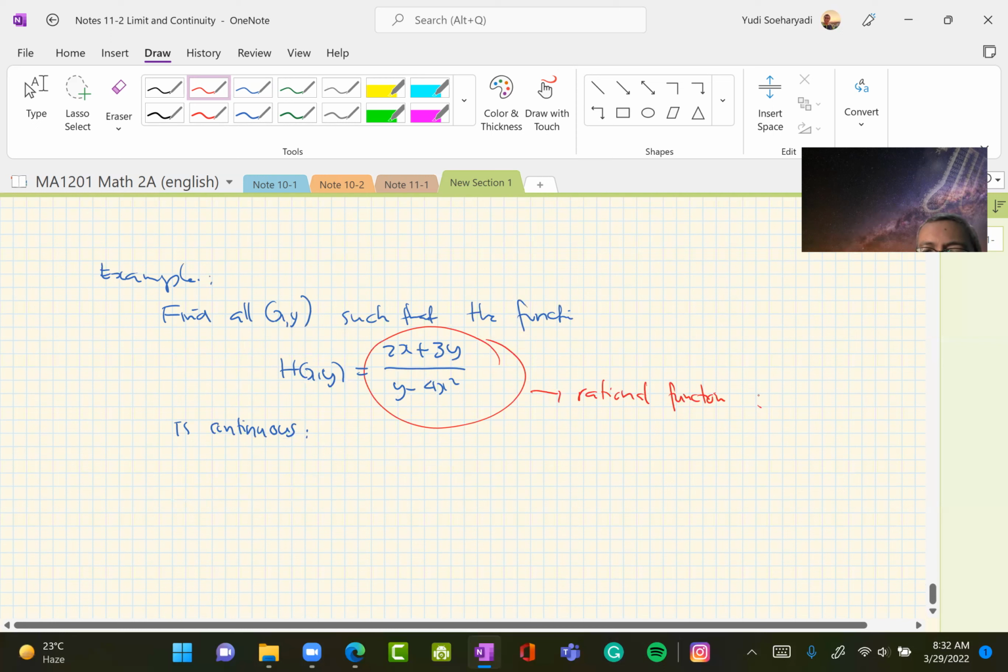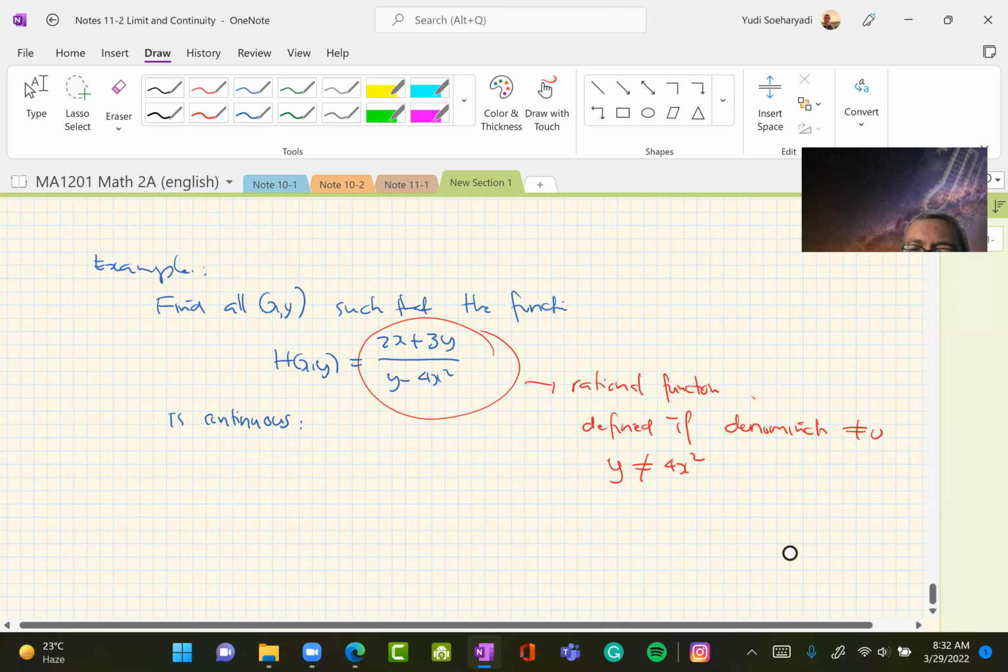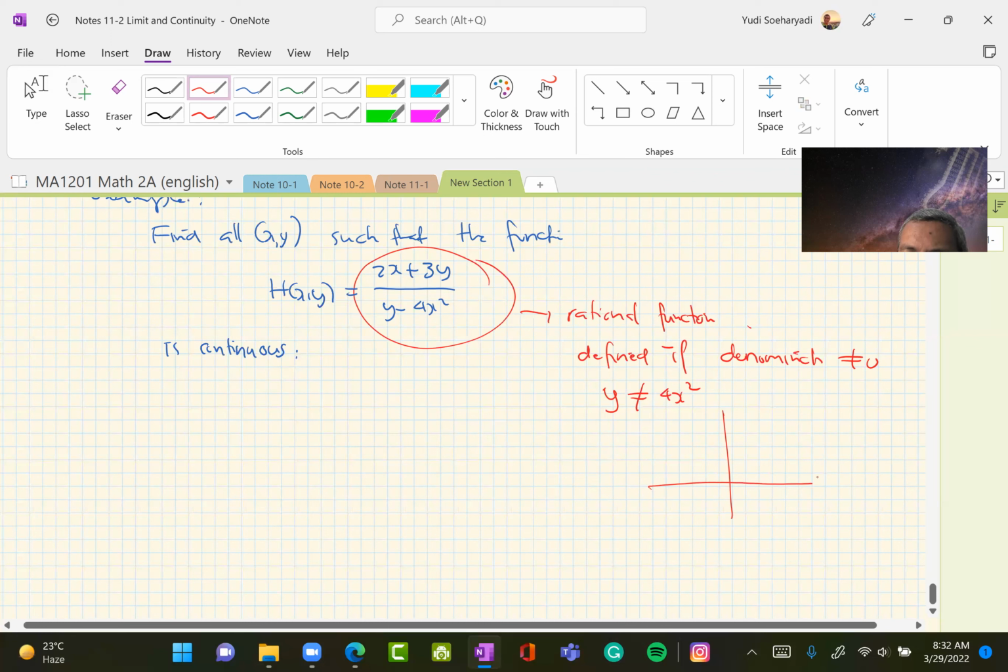As rational functions, this is defined if the denominator is non-zero. So in this case, y is not equal to, right? So then this is, how do you call this? It's a parabola. Okay. So as long as you're not on the parabola, then you'll be safe.